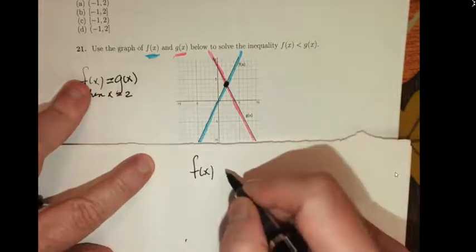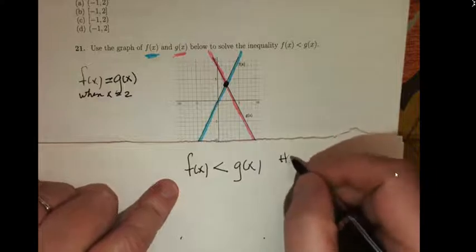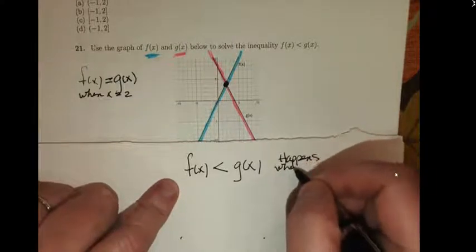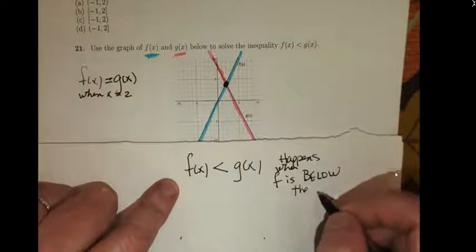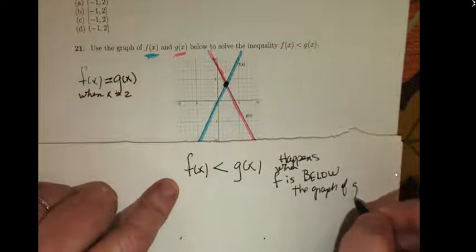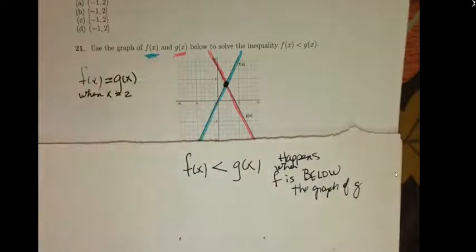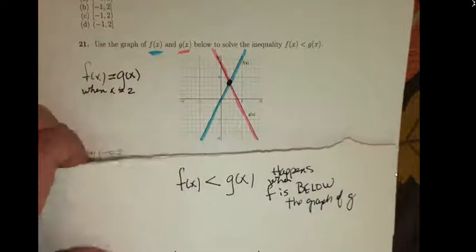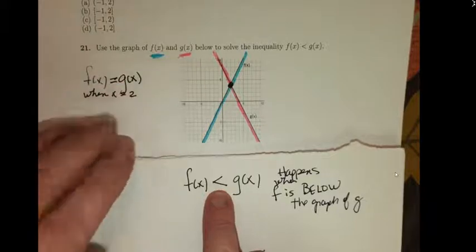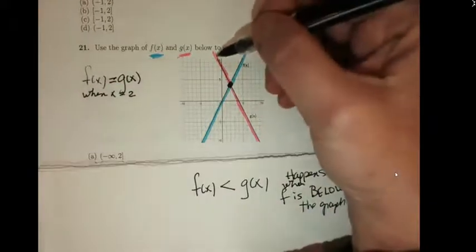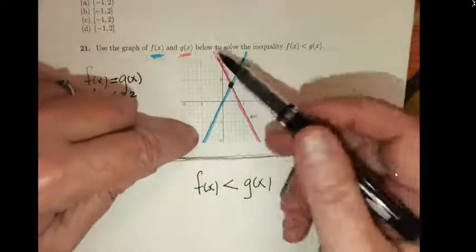When is f of x less than g of x? Well, this happens when the graph of f is below the graph of g. So this happens when the blue graph is below the pink graph, and strictly below. So we do not include this point because that happens at equality. Now, these graphs keep going in the direction that you see forever. So when is the blue graph below the pink graph?